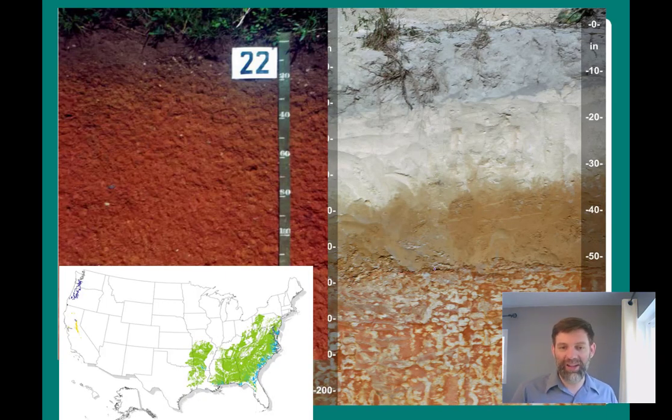Here are a couple images of ultisols. Pretty different soils here, but the common theme is they have accumulated clay and they are highly leached, and the nutrients, the base cations, have been washed away. They are very common in the southeastern U.S., the red soils of the south, mostly ultisols.